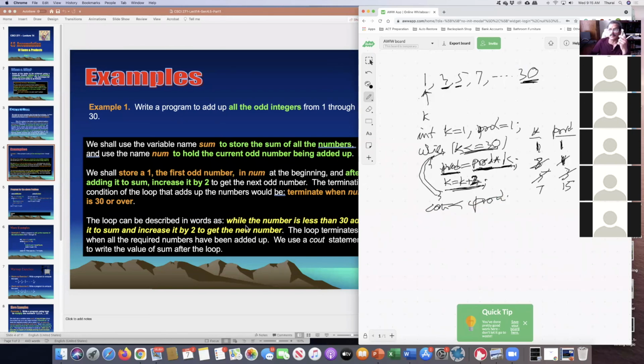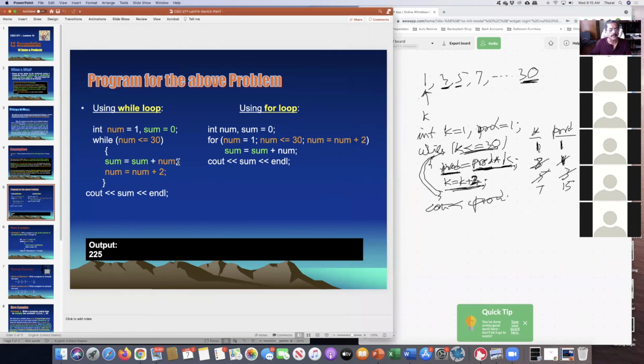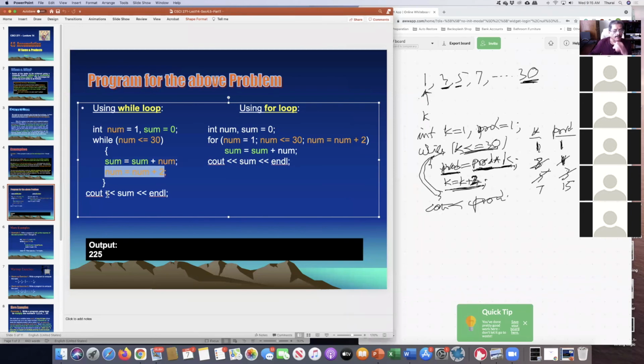Okay, so if I'm adding them up, it's the same thing. Only difference is, instead of multiplying, I'm adding up, then sum equal to sum plus num right here, and then num changes by 2. Num increments by 2. So it's the same thing whether you're adding or multiplying.